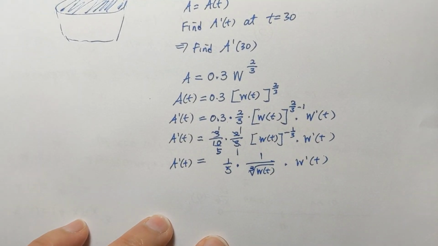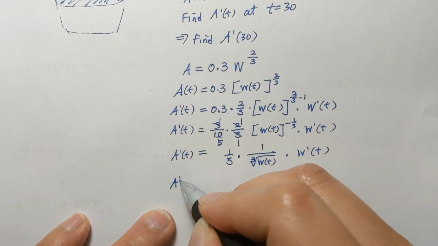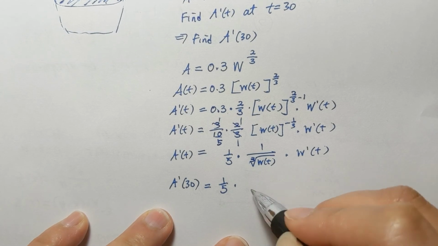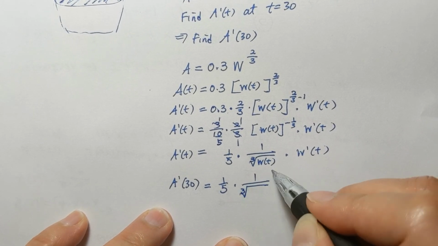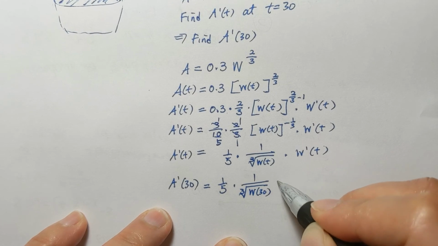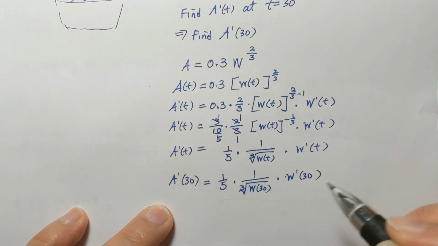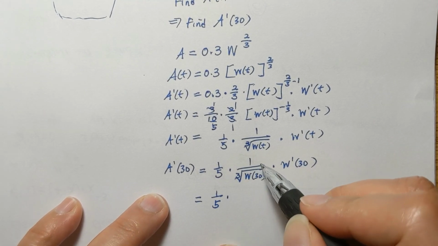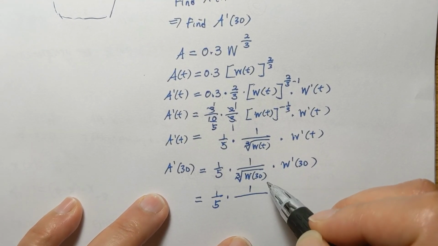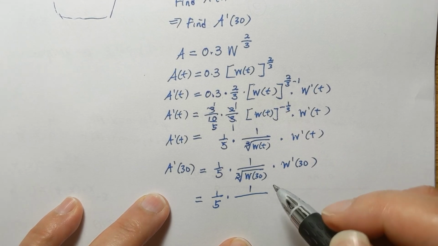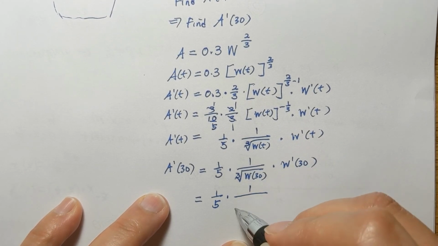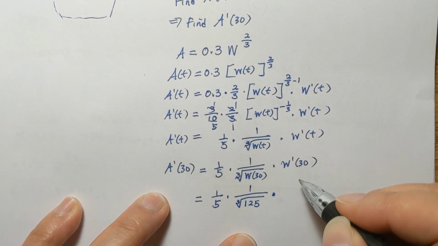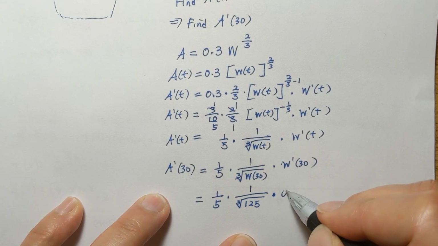Okay, now we are ready. So we put A prime of 30. You get 1/5 times 1 over the cube root of W of 30 times W prime of 30. We know W of 30 we found before: at t equals 30, it was 125. So it becomes the cube root of 125. And then W prime of 30 is 0.5 from the table.